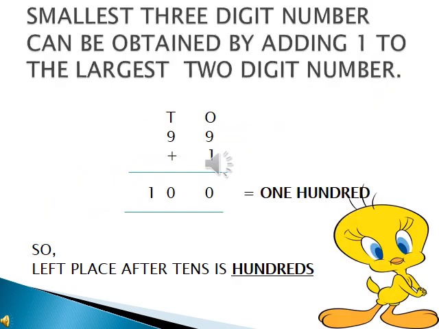Children, to get the smallest three-digit number, we have to add 1 to the largest two-digit number. Now, look at this slide where I have written 99 plus 1, and after adding, we get the number 100. That is called 100. It means the place left after tens is hundreds.